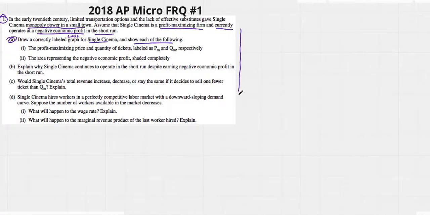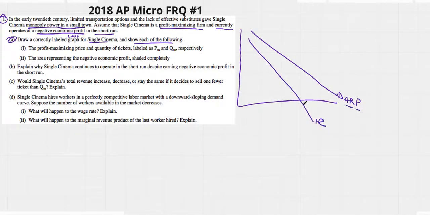Now we just have to know how to draw monopolies. Downward sloping demand. Remember, this is your DARP curve. It is also your average revenue and your price. Marginal revenue, always let it go negative here. Marginal cost. And they are profit maximizing, so we'll go straight up till we hit the price curve or the demand curve, bounce to the left. That's our price, PM. This is our quantity, QM.